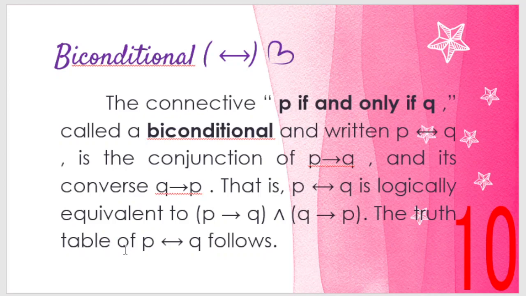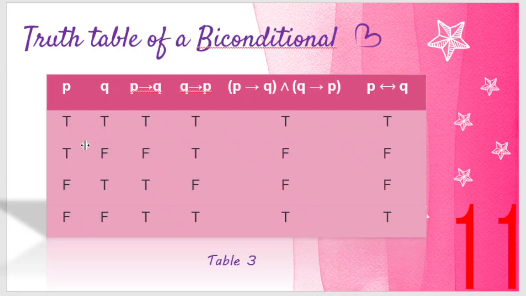The truth table of P if and only if Q follows. So we have here two statements, P and Q. The truth value of P is true, true, false, false, and the truth value of Q is true, false, true, false. So P implies Q is true, false, true, true, and Q implies P is true, true, false, true.